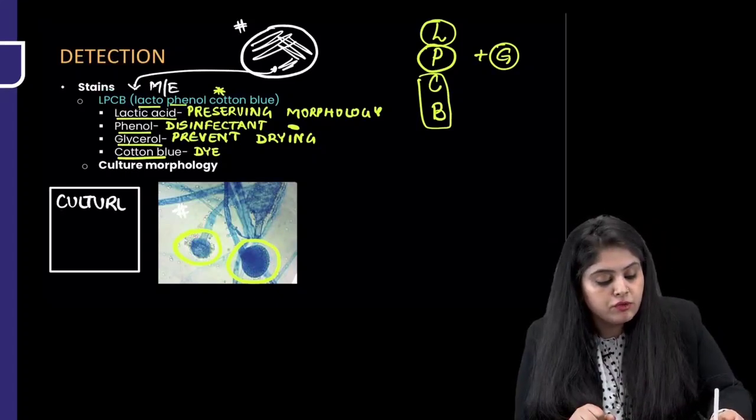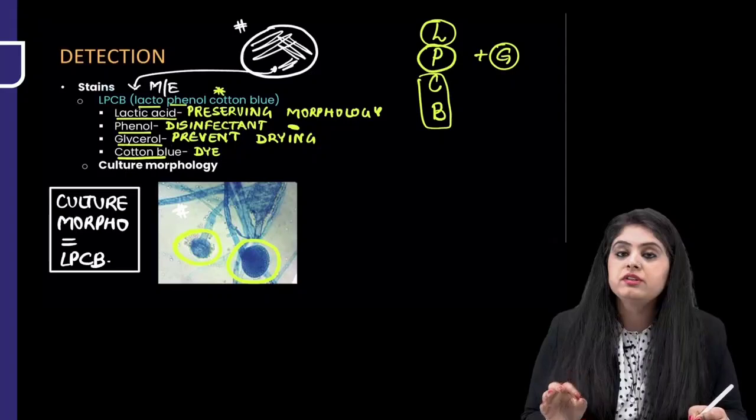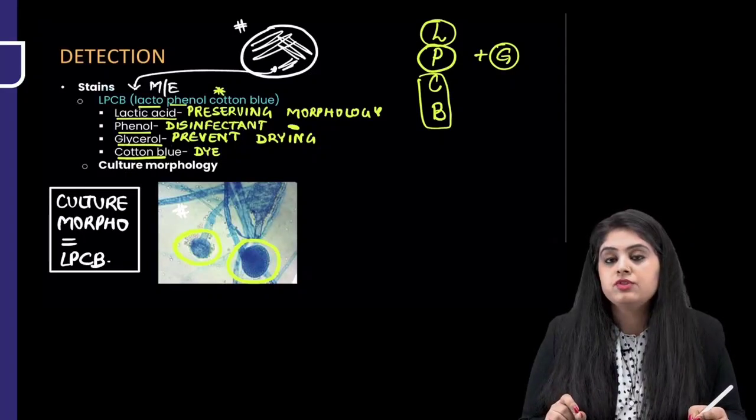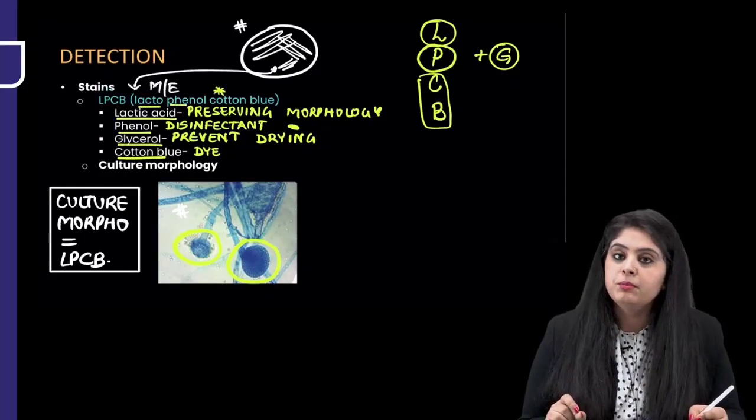So it is used for studying culture morphology, and that has been one of the most famous questions of the previous years. What is the stain used for studying culture morphology? It is lactophenol cotton blue.